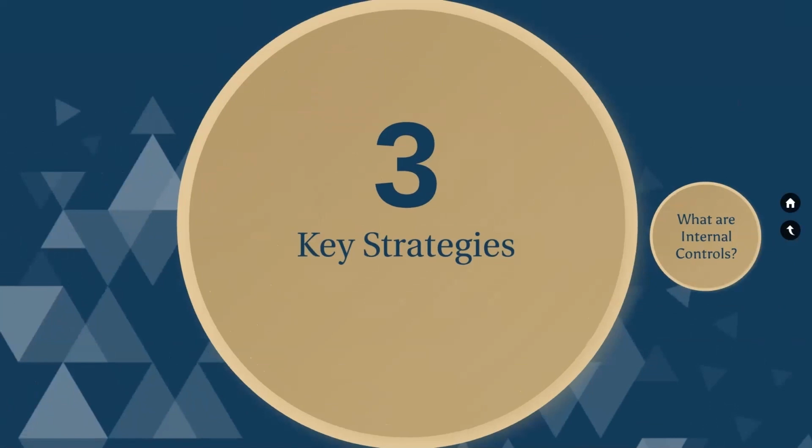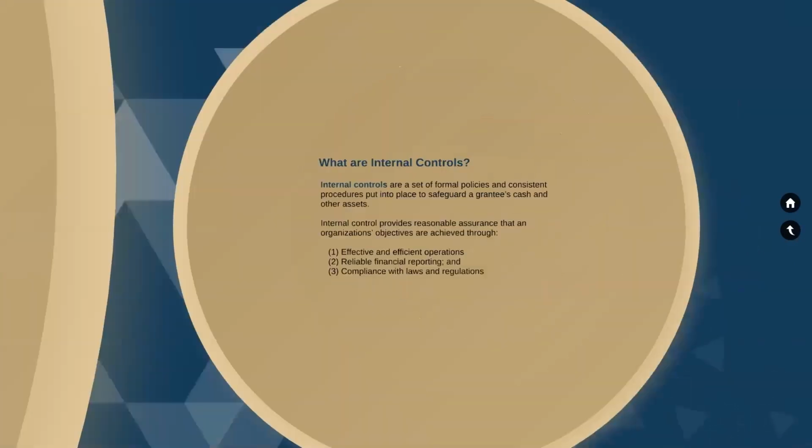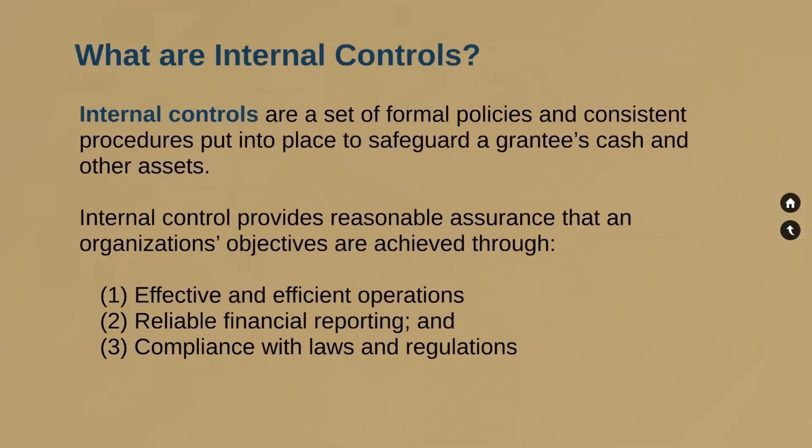Federal regulations require grantees to have appropriate fiscal management systems to provide for internal controls. So, what are internal controls? Internal controls are a set of formal policies and consistent procedures put into place to safeguard a grantee's cash and other assets. Internal controls provide reasonable assurance that an organization's objectives are achieved through effective and efficient operations, reliable financial reporting, and compliance with laws and regulations.